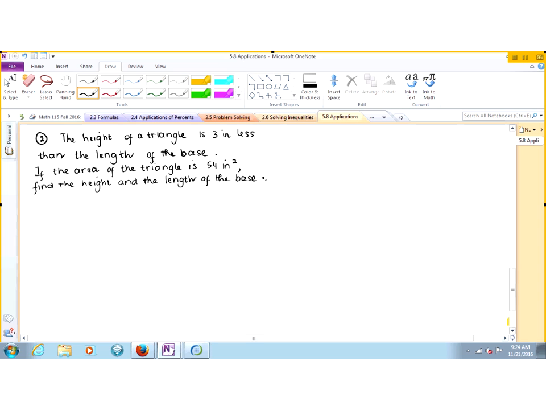Let's think about this for a while. So what do we know here? The height of a triangle is 3 inches less than the length of the base. If the area is 54 inches square, find the height and the length of the base. So do we need drawings here, do you think? Yeah, we're going to draw. So we will draw a triangle. Oh, this is an isosceles. No. I'd rather draw a regular triangle.